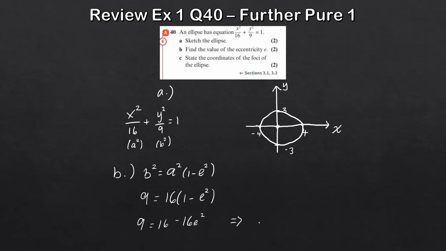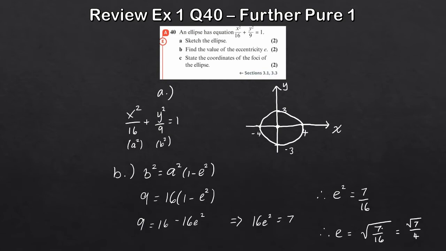So what does that give us? What that gives us is 16 e squared is equal to 7. Then I'm going to divide through by 16 on both sides. So therefore, e squared is equal to 7 over 16. And then finally, to get e, I'm just going to square root here, which is equal to the square root of 7 over 4.